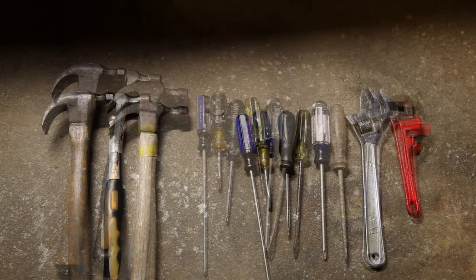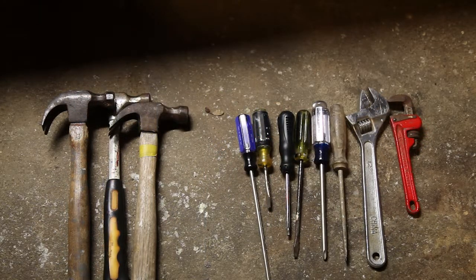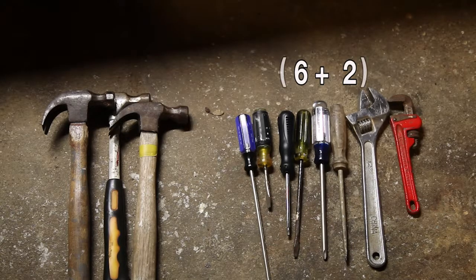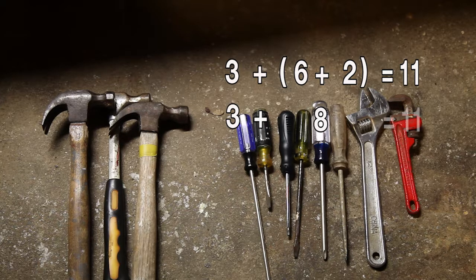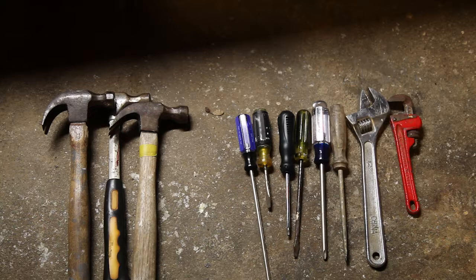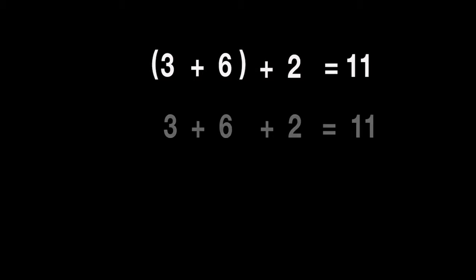Using the associative property, we can group or associate the tools differently and still get the same sum. We could group the 2 wrenches with the 6 screwdrivers by placing parentheses around them. By adding the tools in the parentheses first, we get 8 tools. Then we add 3 hammers to get a total of 11 tools. So, as you can see, using the associative property of addition, even after grouping numbers in different ways, the sum stays the same.